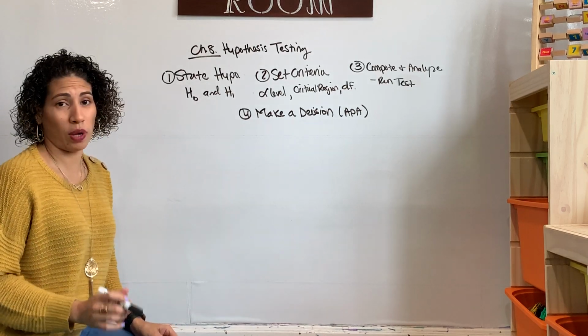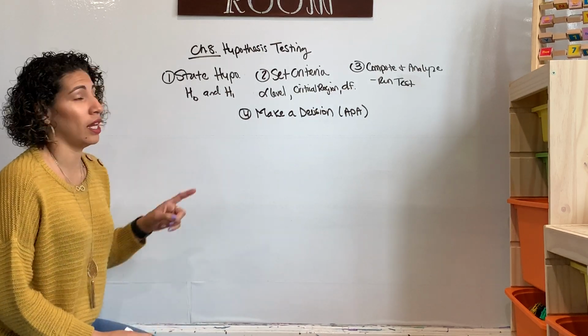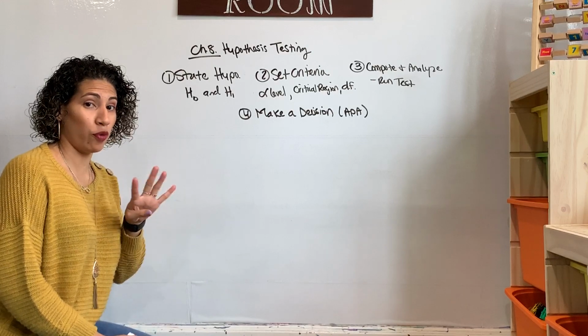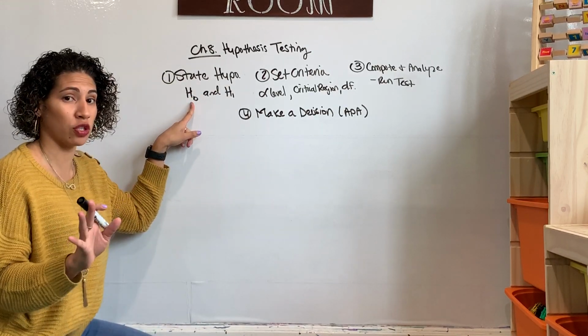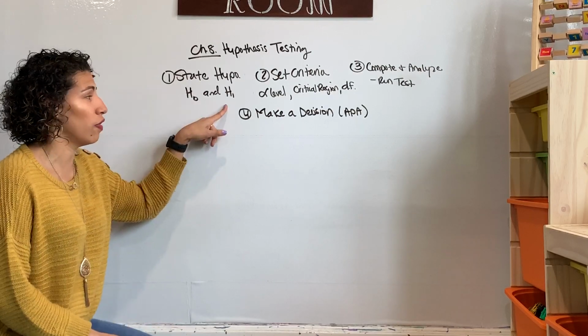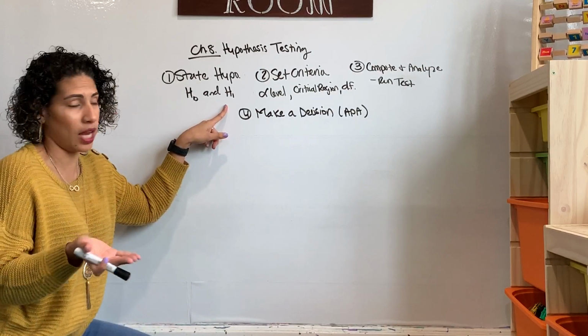Everyone, back to Lucas's whiteboard. So we were talking about Chapter 8 hypothesis testing. Remember, there were 4 steps. State your hypothesis, and there were 2: the null, which means there's no change, no influence, and the alternative, H1 or HA.